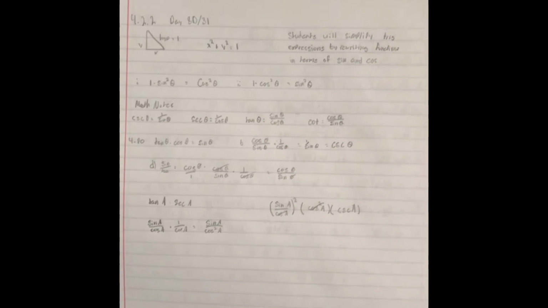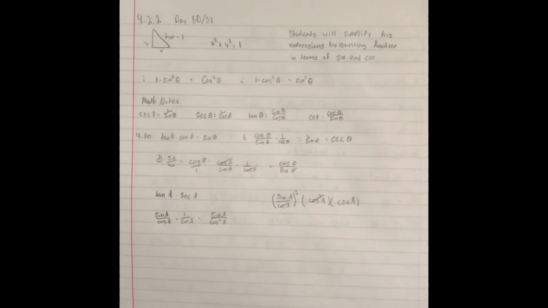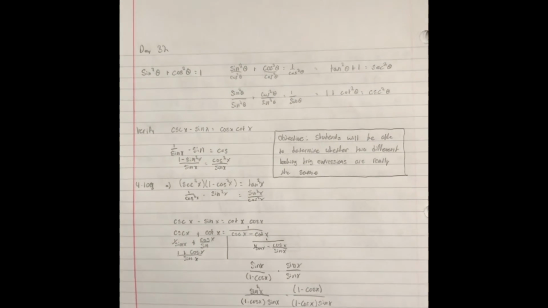For day 31, we simplified trig expressions by rewriting functions in terms of cosine and sine. And for day 32, we determined whether two different looking expressions are really the same.